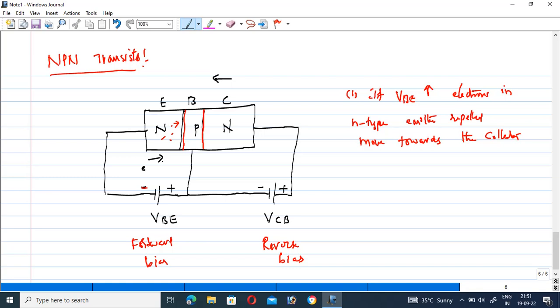If you want to analyze the PNP transistor, the same consideration applies: the first junction is in a forward bias condition and the second junction is in a reverse bias condition. Then only it will work in a proper manner. I hope this video is very clear for you up to now, right? We can recap all those things in a short time.